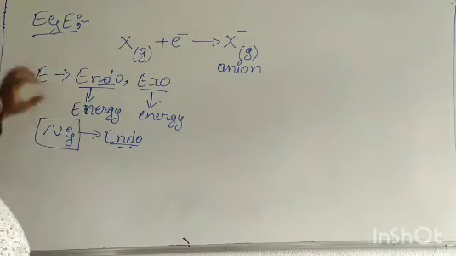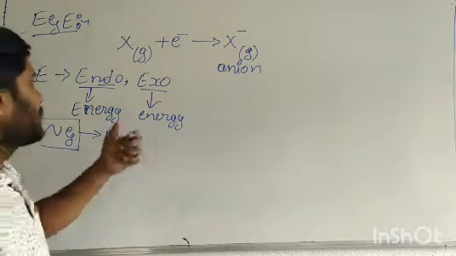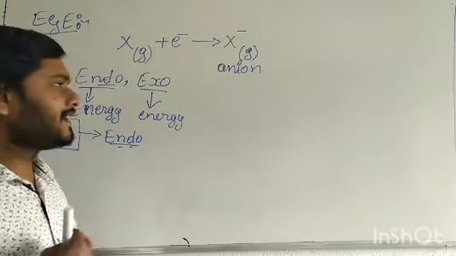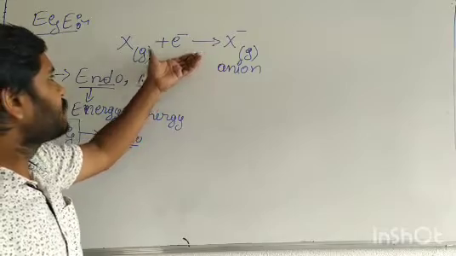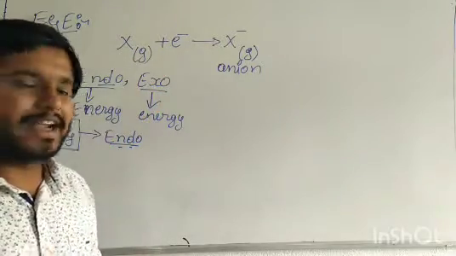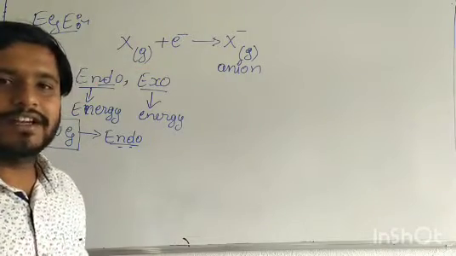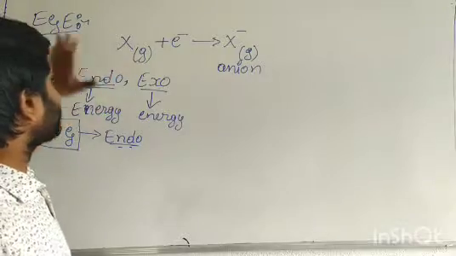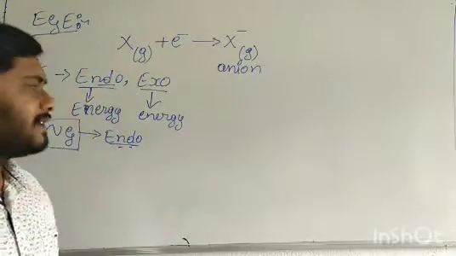Finally, what do you mean by electron gain enthalpy? Electron gain enthalpy is nothing but the energy change during the process of adding an extra electron to a neutral gaseous atom. This is called electron gain enthalpy. It may be positive or it may be negative.